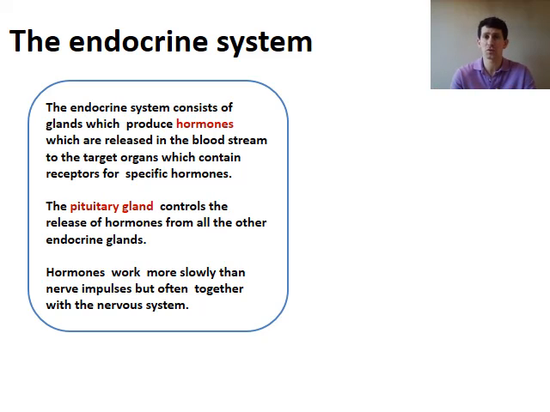Okay, they go through the bloodstream, they land on their receptor, they then start to affect the target organ potentially over a long period of time. And they're a lot slower than nerve impulses. Okay, nerve impulses are very quick, very fast acting, but they often work together. The nervous system and the hormone system often work together to bring about the effects required.